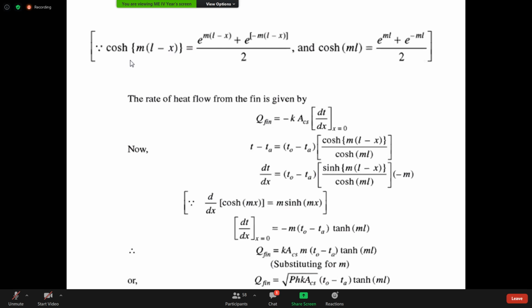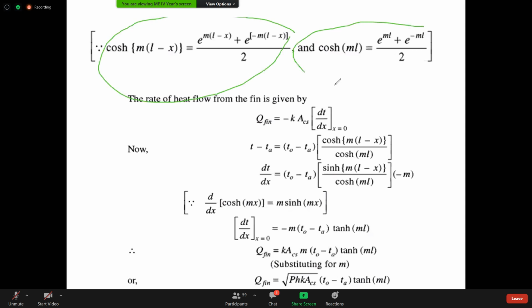See, what is cos hml? That's what I showed you. This is the trigonometric relations. Sin h functions, cos h functions we have studied already. Right. From that only it has been taken. Cos hml or cos hx. Cos hx is equal to e power x plus e power minus x divided by 2. Same formula I have applied here. This is the thing. We obtain the temperature profile.